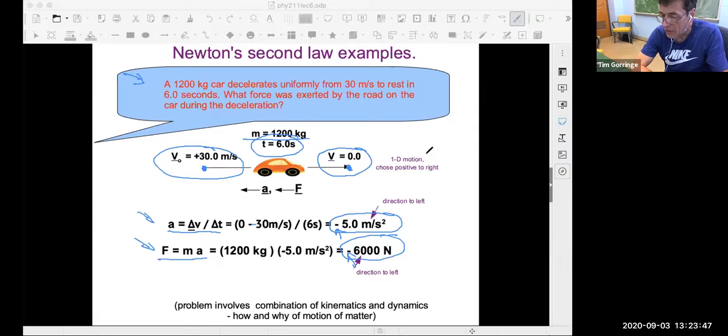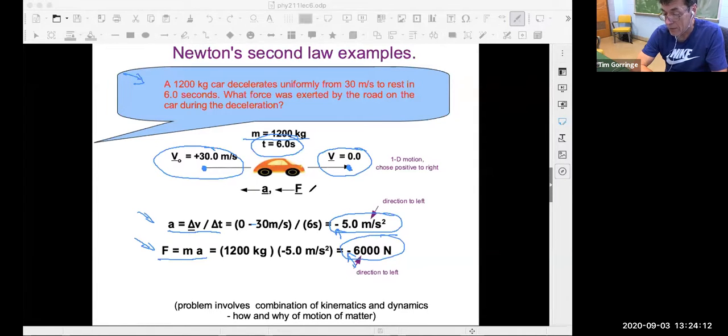I had called the direction towards the right in my picture the positive direction. And I did that, you can see I did that because I called V0 plus 30 meters per second. We then found out that the forces are in the opposite direction. The forces and the accelerations are towards the left.